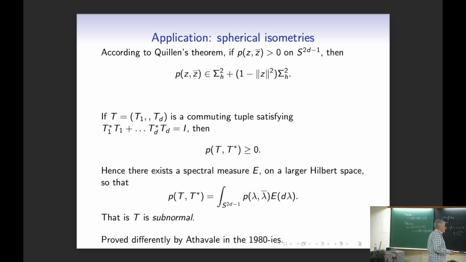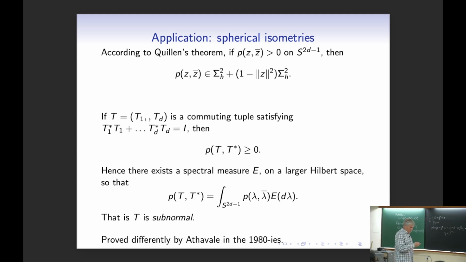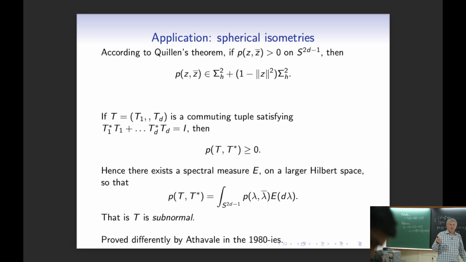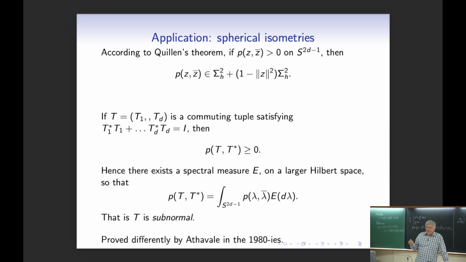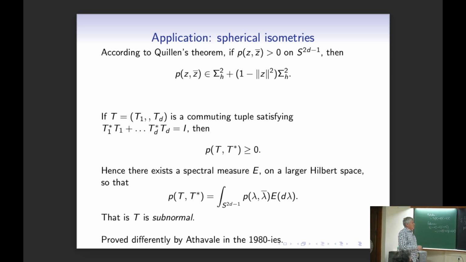We call this T subnormal. It has a normal extension to a bigger space. And this is quite surprising. Maybe you know for a single operator, if T star T is the identity, what is this? An isometry. An isometry subnormal can be extended to a normal operator, so it can be represented with a spectral measure on a bigger space. Well, this is true because of the Quillen property on the sphere.